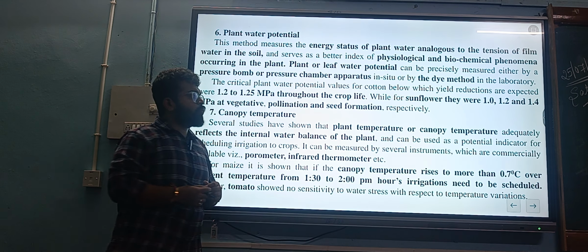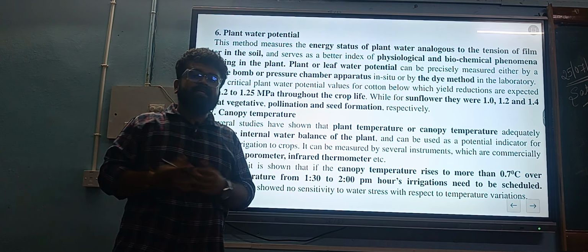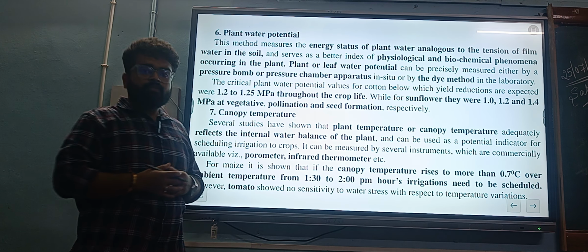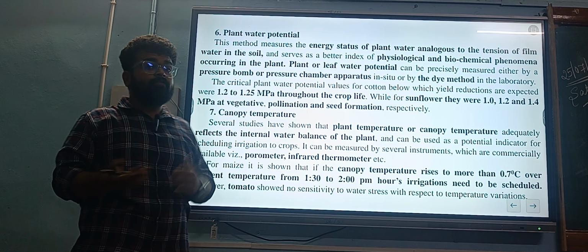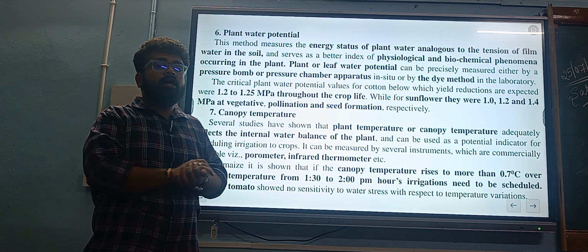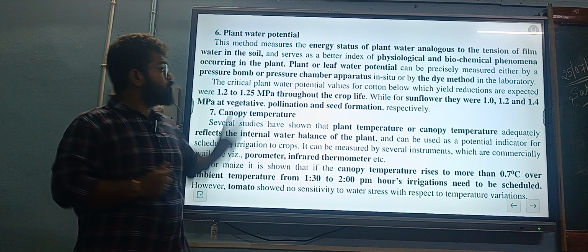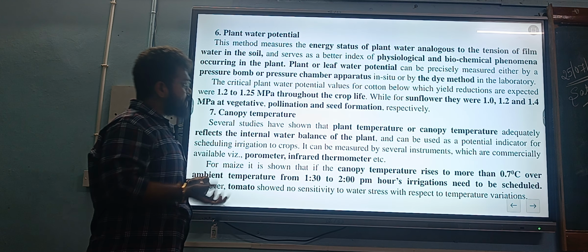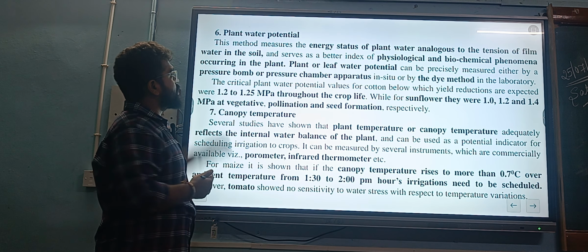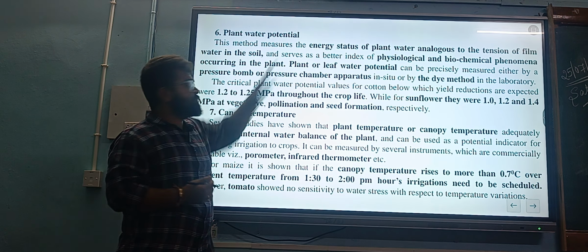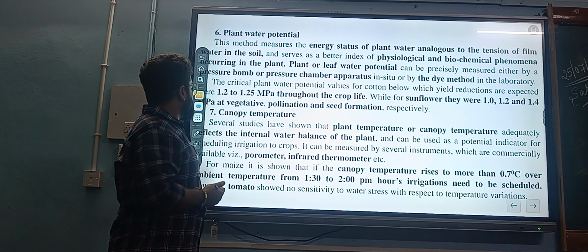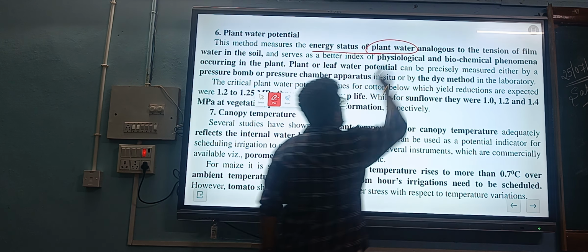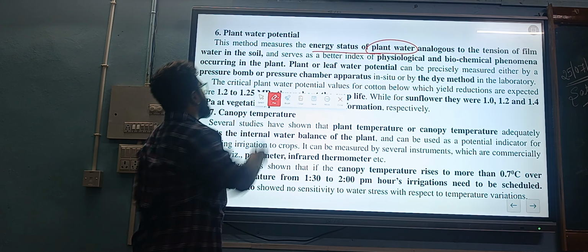Then plant water potential. The moisture content in the soil can also be used as an indicator. However, the moisture content in the plant and the tension in the plant can also be used as an indication of water scarcity, and based on which you can go for irrigation. Here, the method measures the energy status of the water. It measures the energy status of the plant water, analogous to the tension of the film water in the soil.